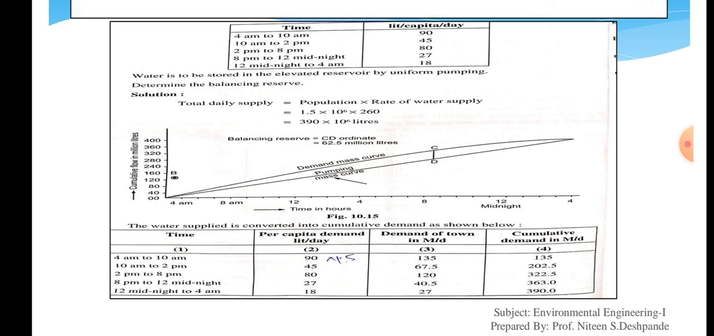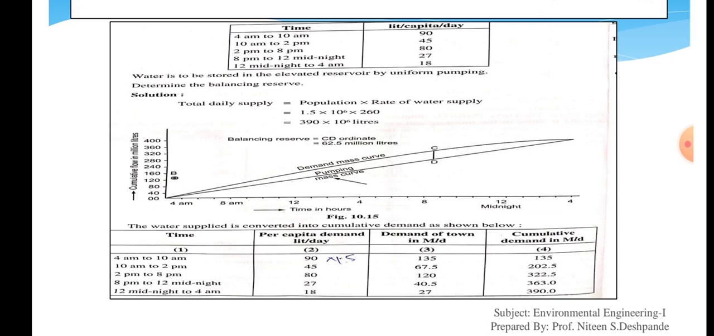So in 4 am to 10 am the demand of a town will be 90 into 1.5. Similarly for 10 to 2, 2 to 8, 8 to 12, and 12 to 4 am, the demand of the town in MLD is calculated as 135, 67.5, 120, 40.5 and 27.